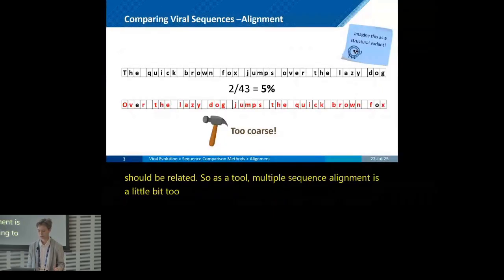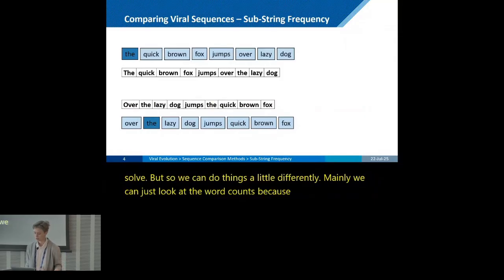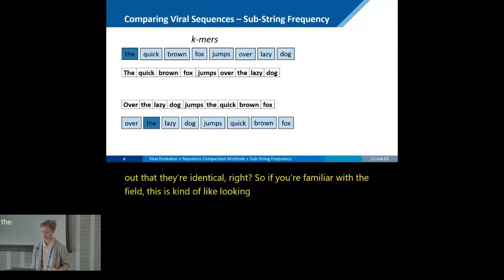But so we can do things a little differently. Namely, we can just look at the word counts because then, it turns out that they're identical, right? So if you're familiar with the field, this is like looking at k-mers. So again, you can see very clearly that they're identical.